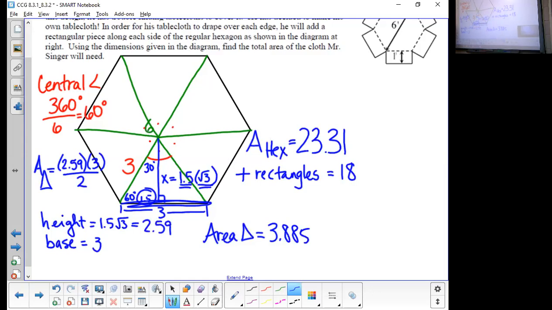What other questions do you have? Could you have done sine, cosine, or tangent? Absolutely, yep, you could definitely have done that as well. Any other questions about this one? No?